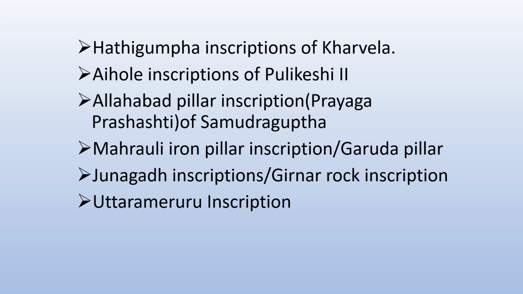Last one, Uttaramerur inscription. The Uttaramerur inscription was discovered in the Vaikunta Perumal temple at Uttaramerur in Tamil Nadu and was issued by the Chola ruler Parantaka I. This inscription describes the rural administration of the Chola kings.